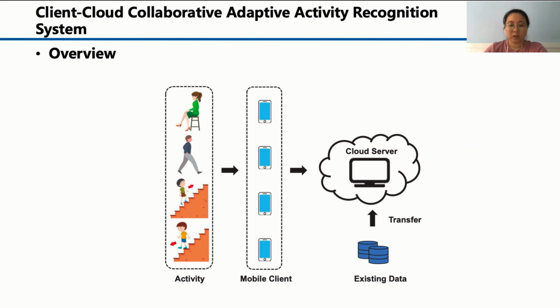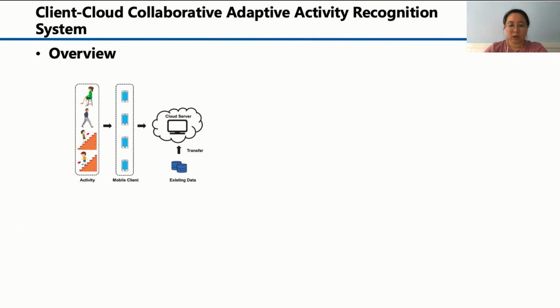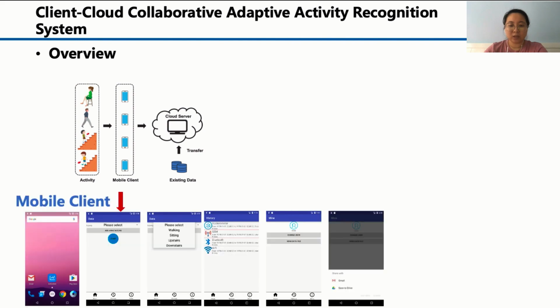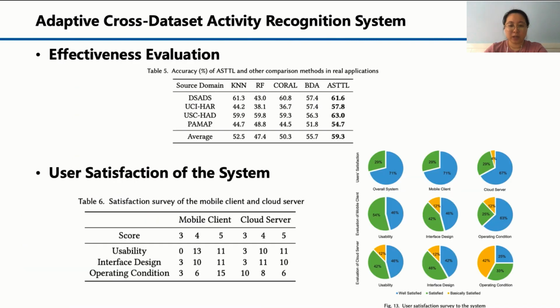Furthermore, based on the proposed method, we designed a system to make application in the real environment. It is composed of two components: the software on a smartphone for activity data collection and the software on a server for cross-dataset transfer learning. Evaluation on the lab collected data shows that the application achieves satisfying performance in real activity recognition scenarios. The survey on 24 users shows that most of the users are satisfied with the system.